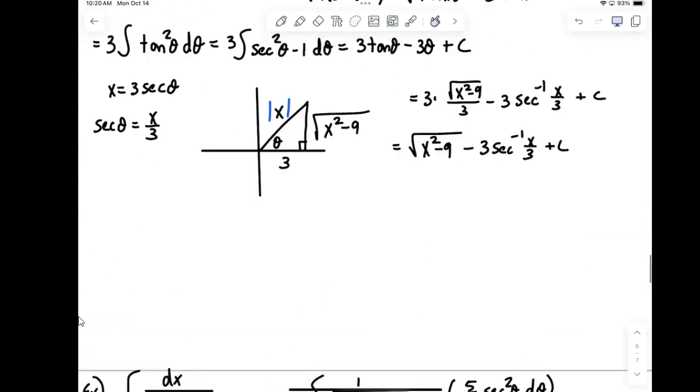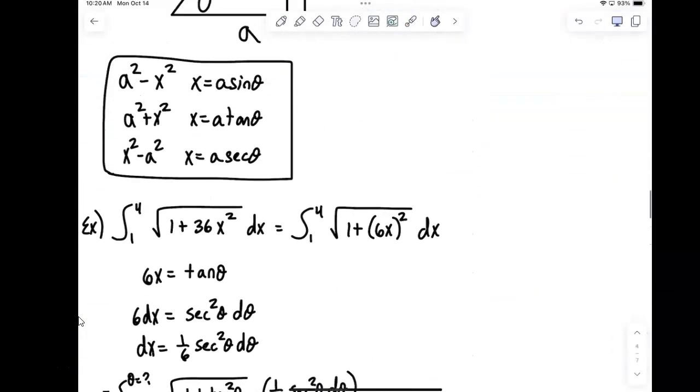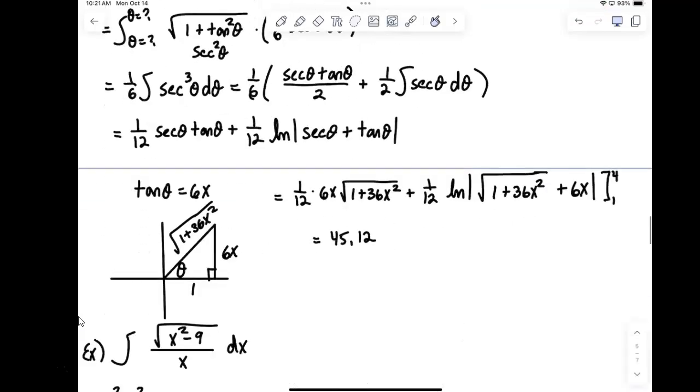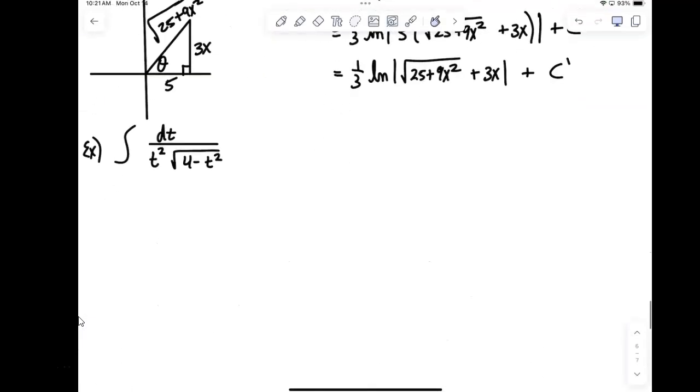Right, so there are three types of trig substitutions. Involving a squared minus x squared, we use the sine substitution. If it's a squared plus x squared, we use the tangent substitution. And if it's x squared minus a squared, we use the secant substitution. Okay. So here we're dealing with another a squared minus x squared, or in this case, a squared minus t squared.